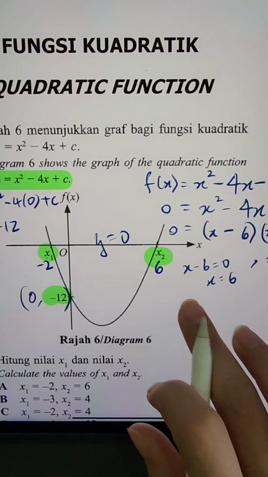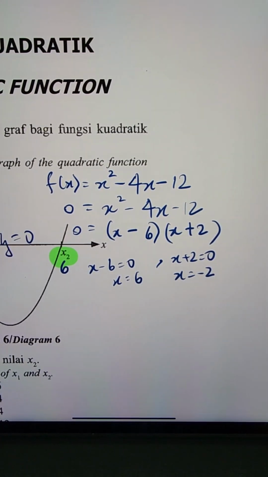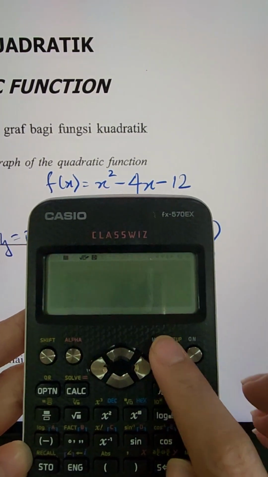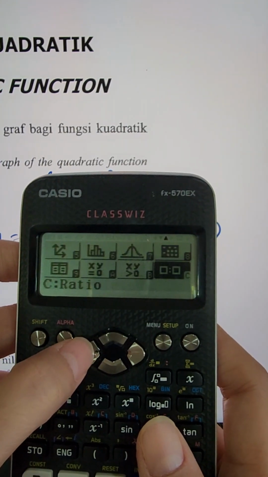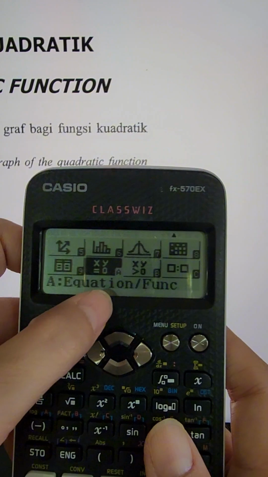If you want to double check your answer using a calculator, or you're lazy to factorize with your brain, you can also use your calculator. So let's take out your calculator. Turn on the on button. Go to menu. This is the menu button. Go to menu and then press the left side 3 times. 1, 2, 3. Then you see A, equation function.